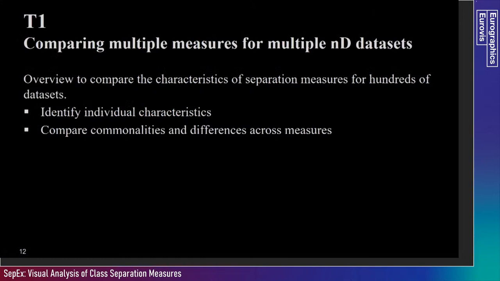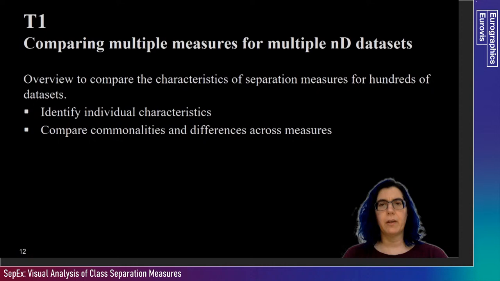The design target of task 1 is to provide analysts with an overview to compare the characteristics of up to a dozen separation measures for up to dozens of datasets. Analysts need a means to identify individual characteristics and to compare commonalities and differences across measures. This task is a means to the end of selecting the most applicable measures for a task or removing measures with redundant behavior.